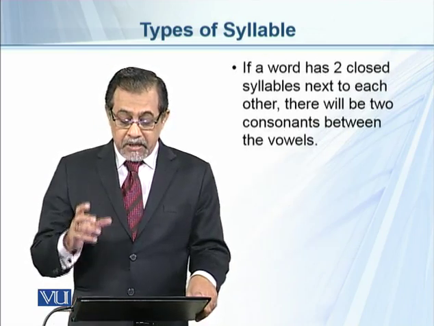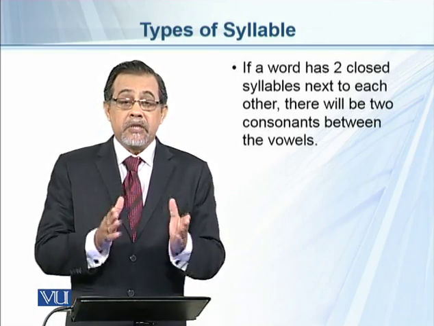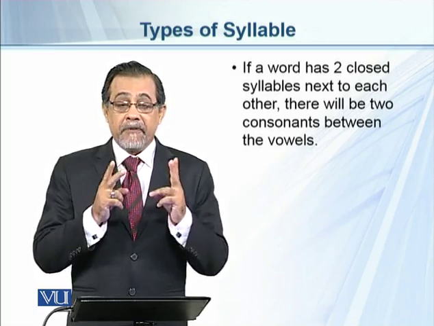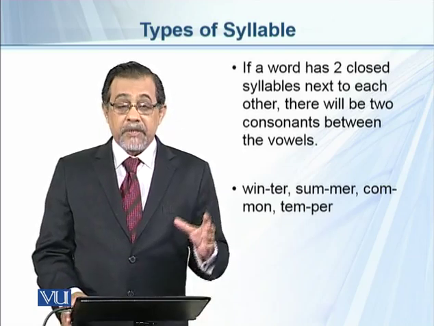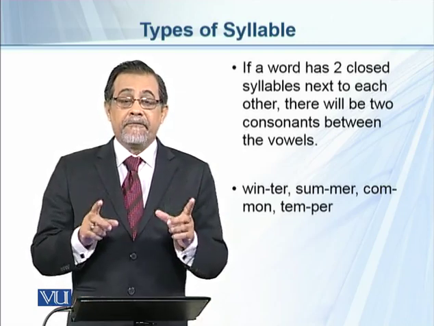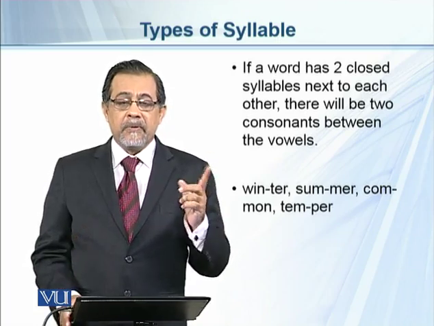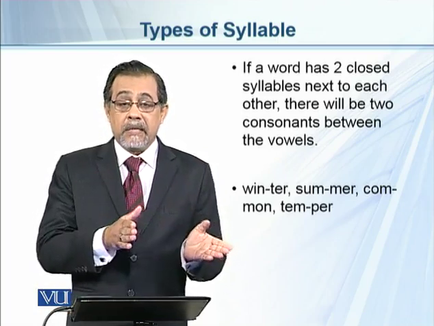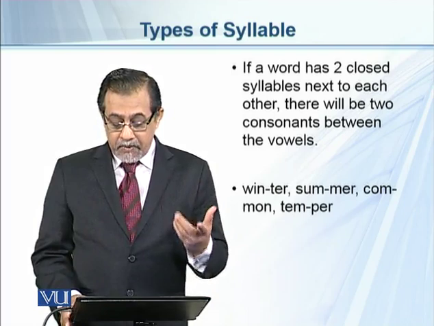If a word has two closed syllables next to each other, there will be two consonants between the vowel sounds. If a word consists of two closed syllables, both vowels have two letters in between them. For example, winter. Win, one syllable, ter, two syllable. Both of these syllables have two letters in between: one consonant at the end of one syllable, and a second consonant at the beginning of the other syllable. Similarly, summer, common, temper.